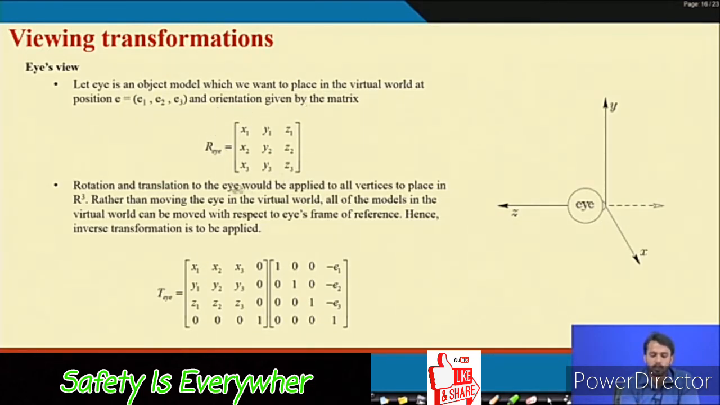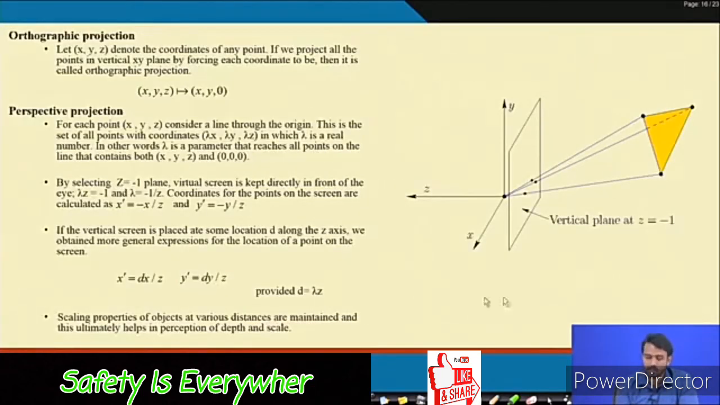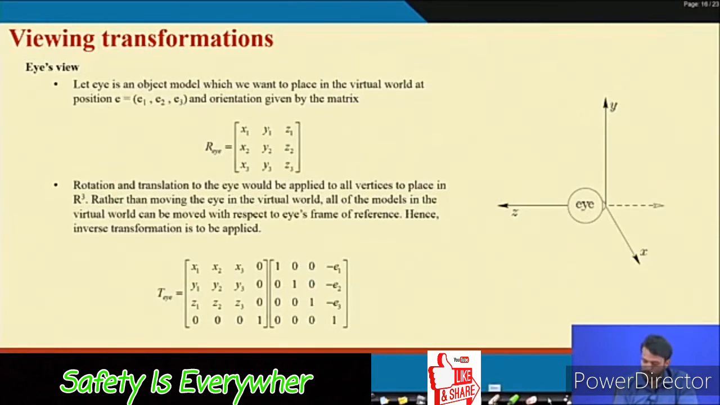The orientation is given by the matrix x1, y1, z1, x2, y2, z2 and x3, y3, z3. So the rotation and translation of the eye would be applied to all the vertices placed in the particular matrix. Rather than moving the eye in the virtual world, all of the models in the virtual world can be moved with respect to the eye's frame of reference. Hence, inverse transformation is to be applied.